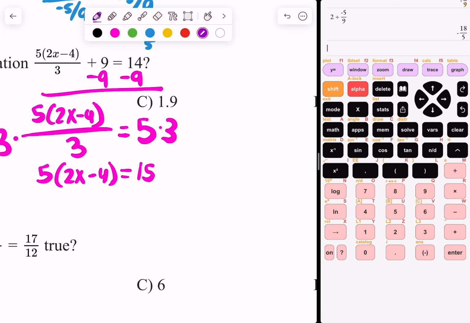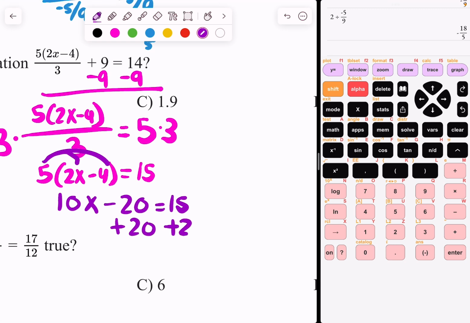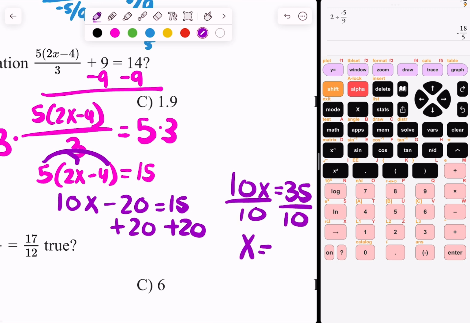in class. The way that we're used to doing it in class is to distribute. 5 times 2x is 10x. 5 times negative 4 is negative 20 equals 15. To get rid of minus 20, I'm going to add 20. That gives me 10x equals 35. Divide by 10. I get x equals 3.5.